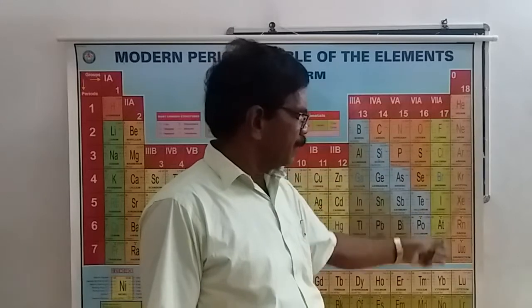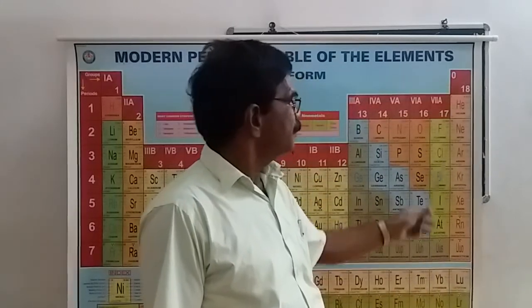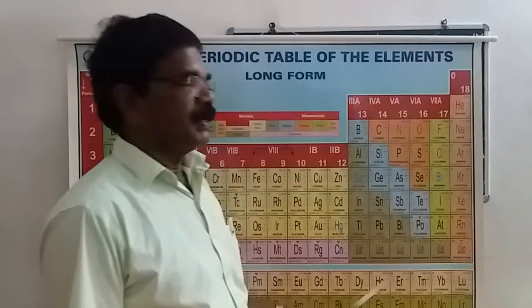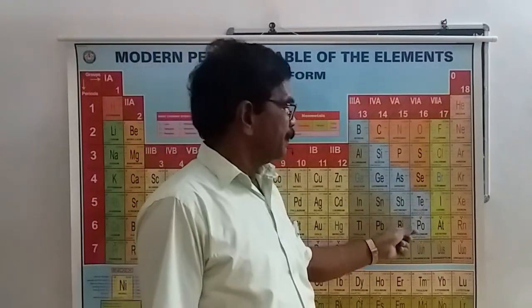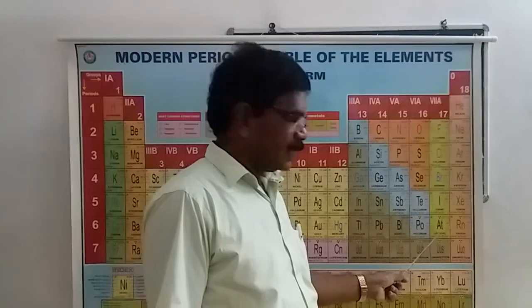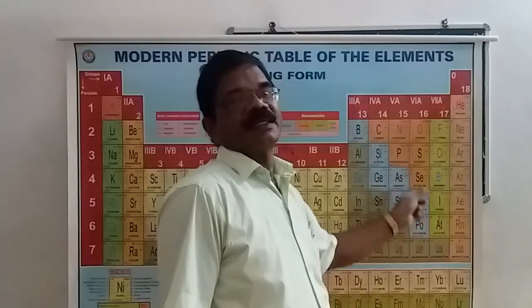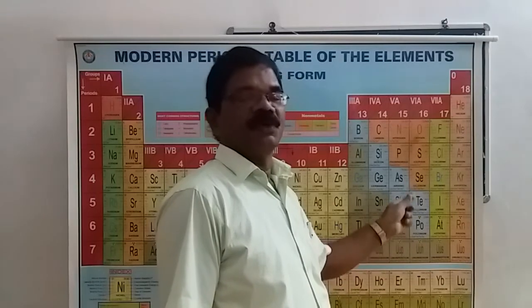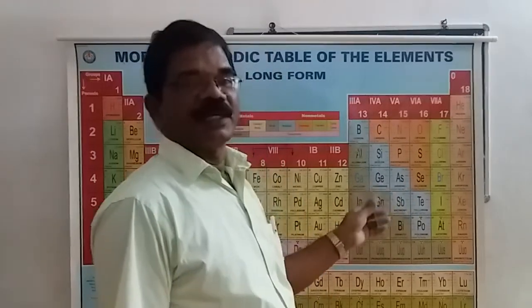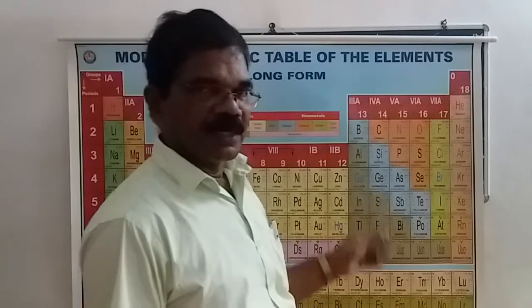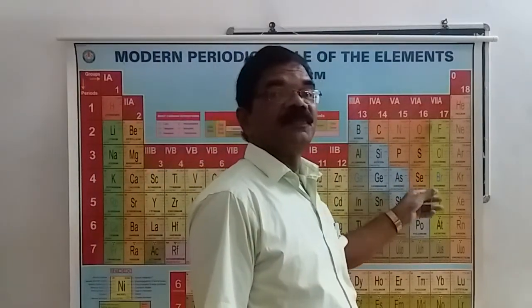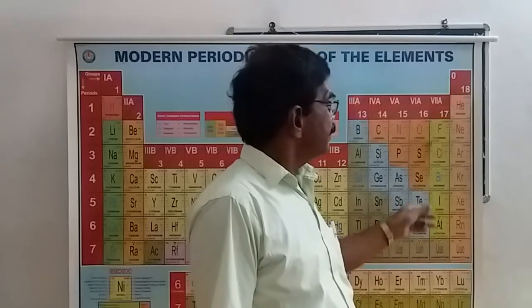Except these zero group or 18th group elements, we can take the next, the 17th group elements. What are the 17th group elements? Fluorine, chlorine, bromine, iodine, astatine. They are also known as the halogen family because they have the same properties. They have the same properties because they have the same number of valence electrons. They have 7 valence electrons.